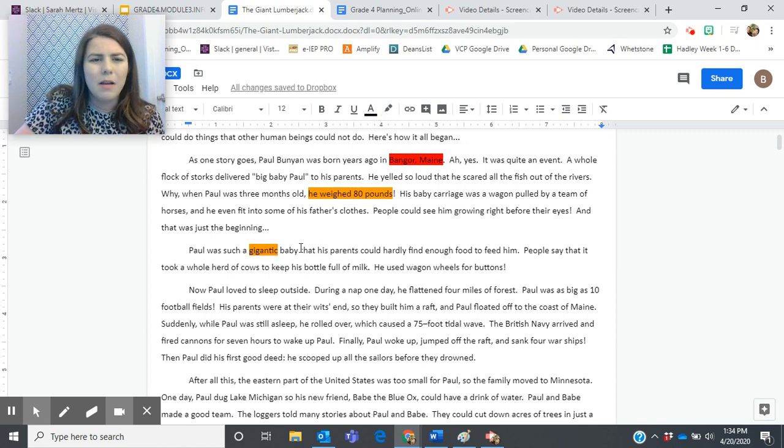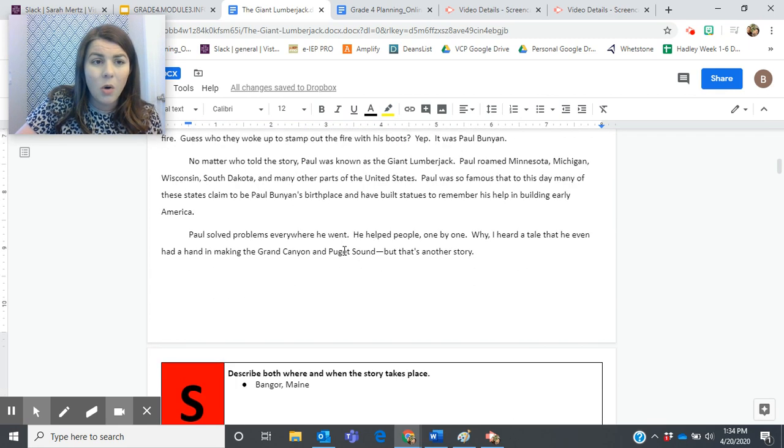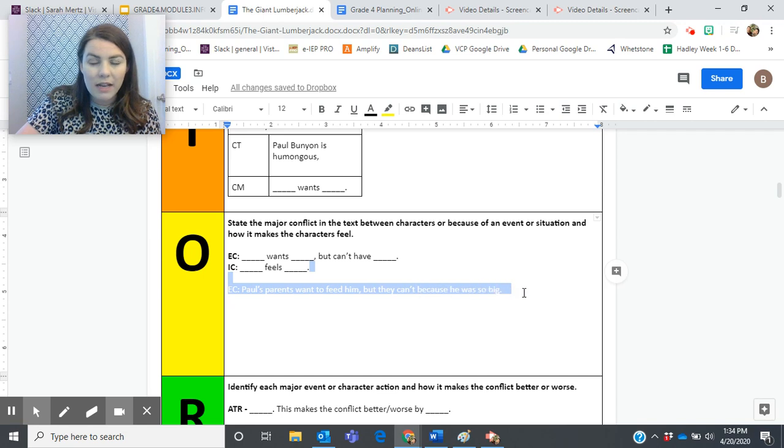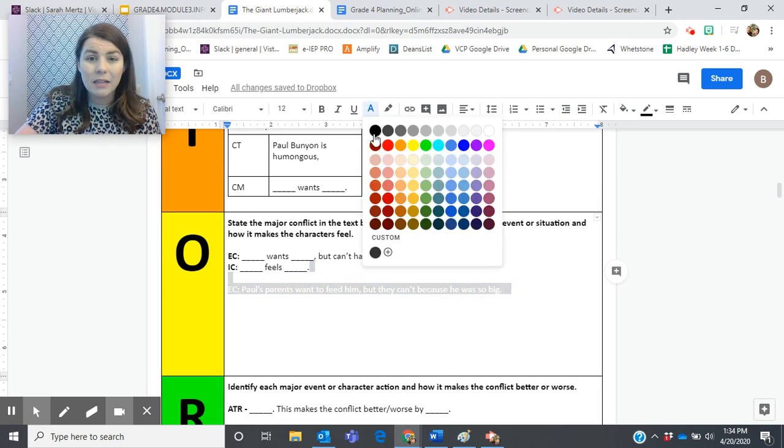What about a problem? Well, his parents could hardly find enough food to feed him. I'm going to highlight that in yellow. That is a problem, so I'm going to go back into my graphic organizer and fill that out. Does that sound like something he's feeling? No, it doesn't seem like an internal conflict. It seems like an external conflict. So the conflict that I'm seeing here is that Paul's parents want to feed him, but they can't because he is so big.